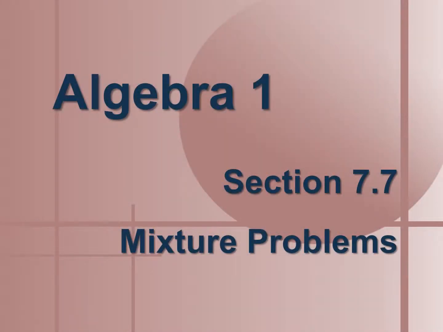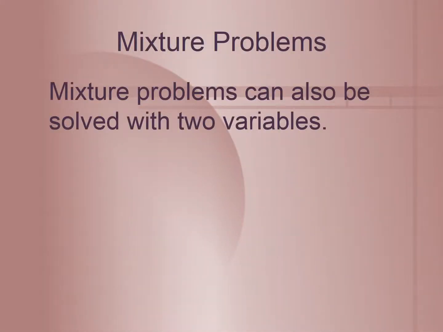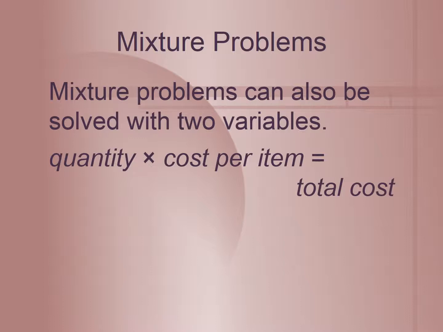Today we're looking at mixture problems and how we can solve certain mixture problems with the given information. Mixture problems that have two variables are still solvable. Even if you have two unknowns, if you have enough information, you can solve both of the unknowns. This is a very familiar formula that you're going to want to know very well: quantity times the cost per item is your total cost.